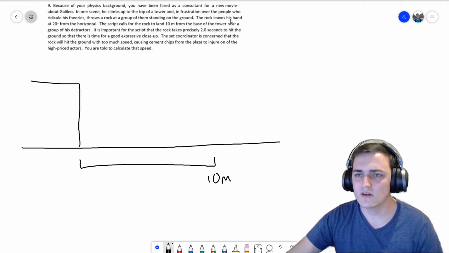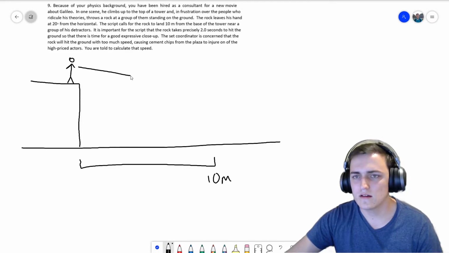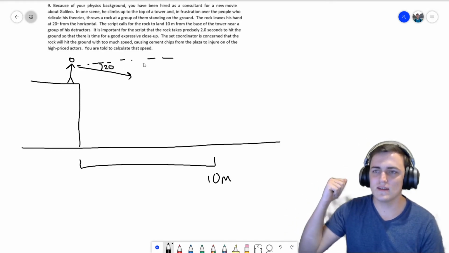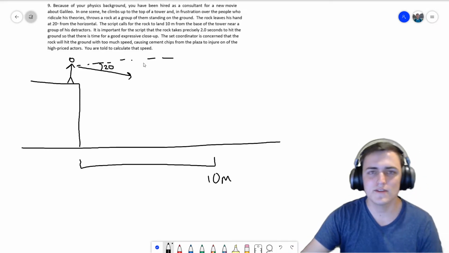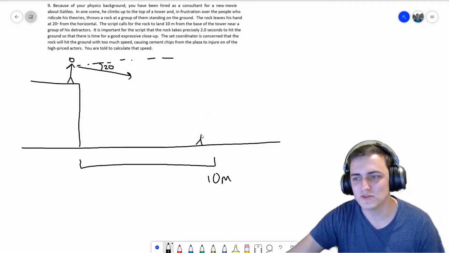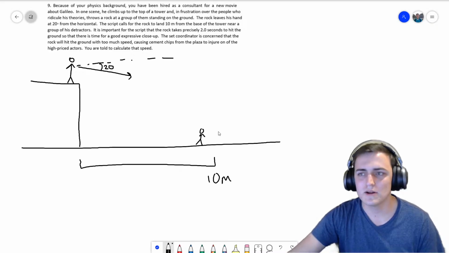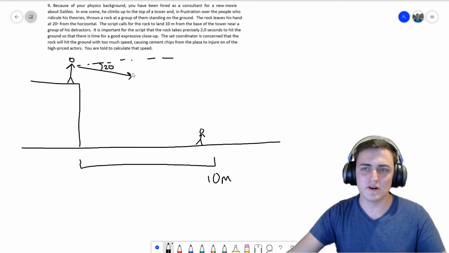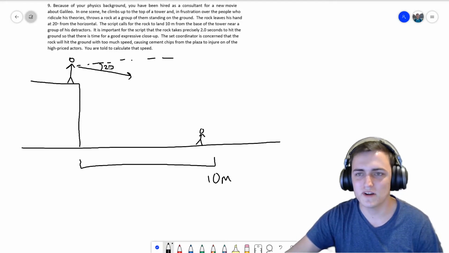and the rock leaves the thrower's hand at an angle of 20 degrees from the horizontal. Now we know he's throwing it down because he throws the rock at the group on the ground. So he's throwing it pretty much directly at these people standing over here, right? So we know it's down and not up, and we know it's relative to the horizontal. So we can draw that 20-degree angle.